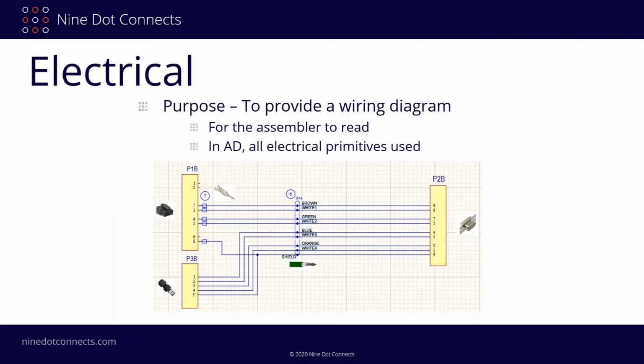Let's talk about the electrical for a moment. So the electrical is, again, for the assembler to read. They need to know what pin is going where, and of course, what wire color they're going to need as well. And in Altium Designer, all electrical primitives are used for this. Now, one of the reasons why we encourage this is because one thing you may have thought in the back of your mind is, is there a way to make what you'd call a wire table, where you'd say, hey, from this point to this point, this is for this connector, this pin will go through this wire color type into this connector with this pin.